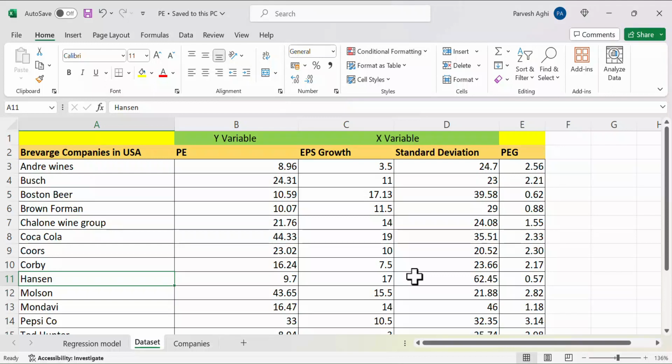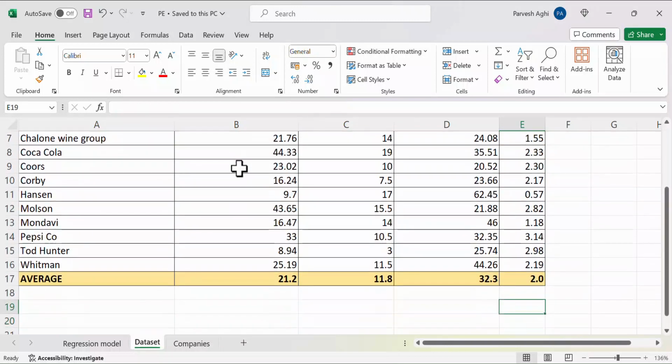Okay, fine. So these are basically some examples of regression techniques which can be used for practical purposes. Whether people are using it or not, I don't know. So now, first of all, I'll just show you the output and tell you how it has been calculated. Now here, Andre Wines' P ratio is 8.96. PEG ratio is 2.56. So this we have done already. I have not prepared the output. I thought I was sharing the output, but it's what we have already seen. Then we look at the PEG ratio and the standard deviation, and we did our assessments.